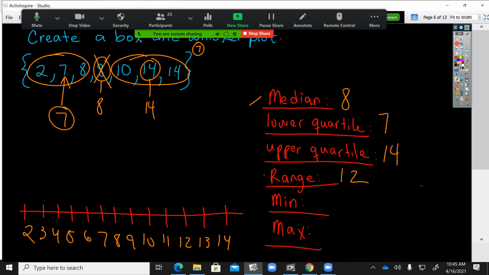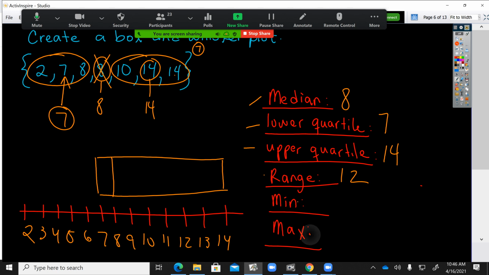So let's make our 3 first lines, which make up the box. 8 is the median, 7 is the lower quartile, and 14 is the upper quartile. Once you have these 3 lines, connect them and make your box. That right there contains 50% of the information. 50% is in that box.